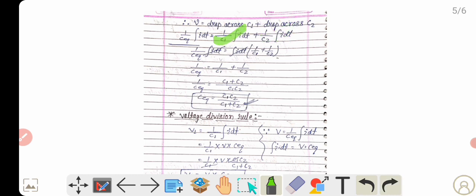Now my dear friends, as you can see here, this term will be cancelled out because it is common in all the terms. Now, 1 by C equivalent is equal to 1 by C1 plus 1 by C2, and if we want to calculate C equivalent, then it will become C1 C2 by C1 plus C2. This is basically the equivalent capacitance value when two capacitors are connected in series.